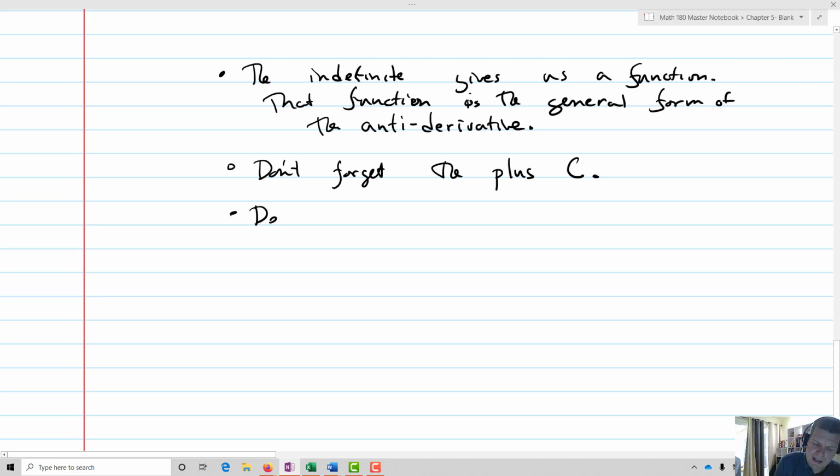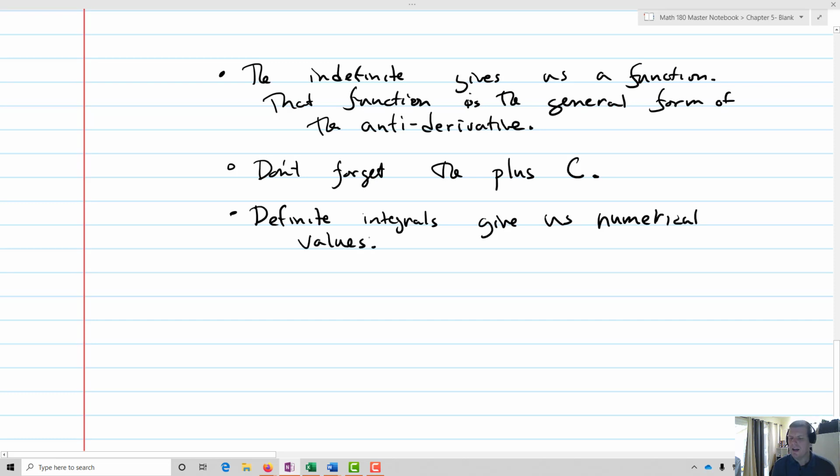Versus definite integrals, which give us numerical values back. Sometimes we have to go find them, use a calculator, that sort of thing. But at the end of the day, they are going to give us some kind of numerical value. So this completes the lesson.